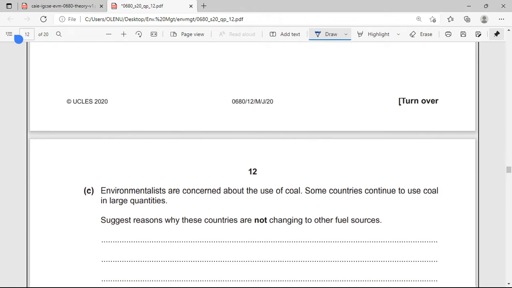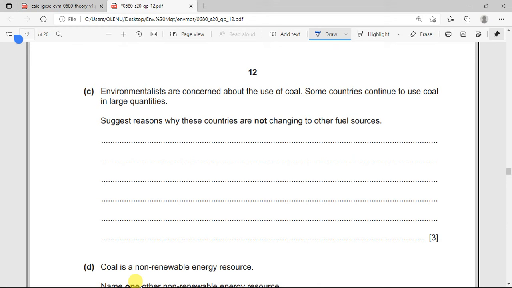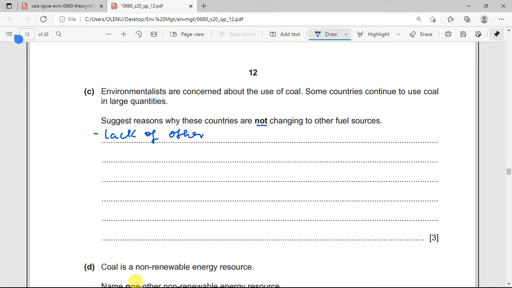Next, environmentalists are concerned about the use of coal. Some countries continue to use coal in large quantities. Suggest reasons why these countries are not changing to other fuel sources. Now, you cannot change to what you don't have. That's the first thing you need to know. So, obviously, you will not change because there is lack of other resources. They will not change also because coal is abundant.